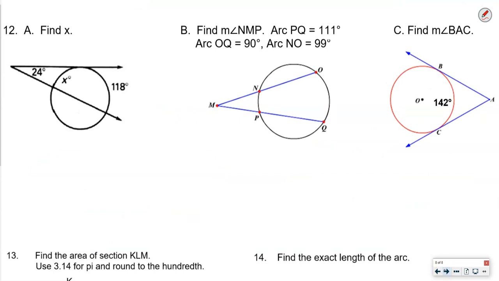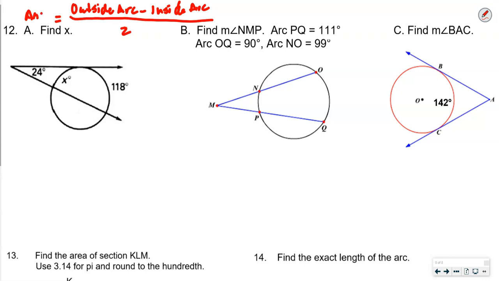All right, so the next one, we have a formula that we use for all of these. The first drawing here, number 12, A is a tangent and a secant. This one is two secants, and these are two tangents. So we're going to do our outside arc minus our inside arc divided by 2, and that's going to be equal to our angle. Okay, that's our formula: outside arc minus inside arc divided by 2 equals the angle.